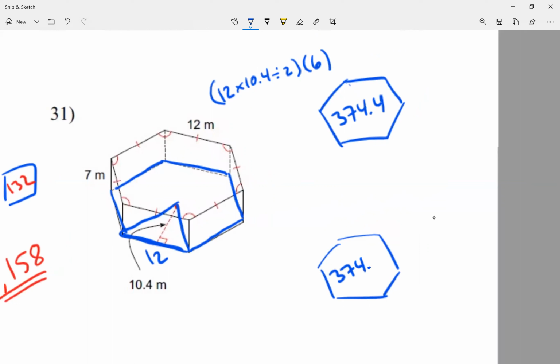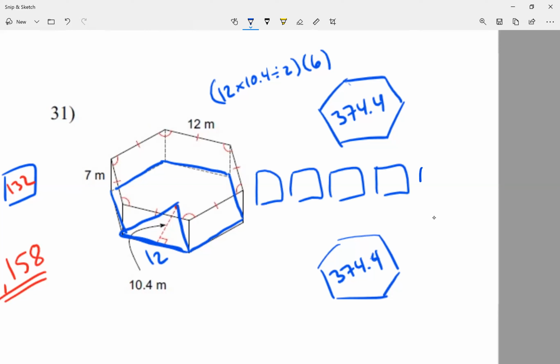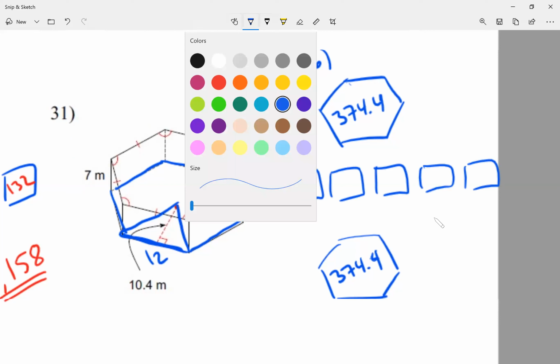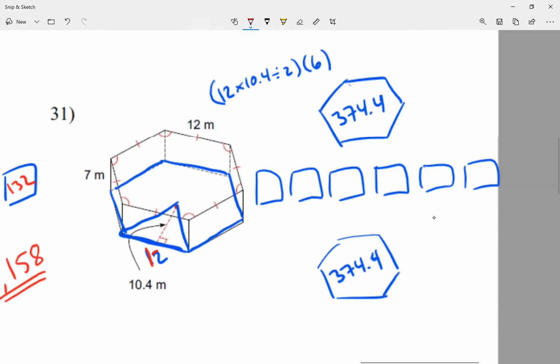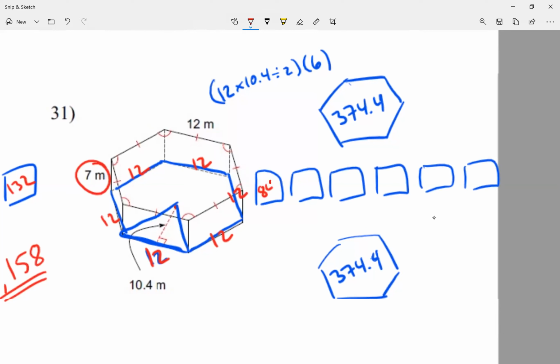Let me write that down, 374.4. Now, because my base has 6 sides, I'm gonna do 6 rectangles here in the center. I'm doing small rectangles for the space. Now, each measurement outside of my polygon is 12. The number that has nothing to do with my polygon is 7. So I'm gonna go 7 times 12 for each of my walls. So each of the rectangles here in the center is 84. Right, I did 7 times 12.